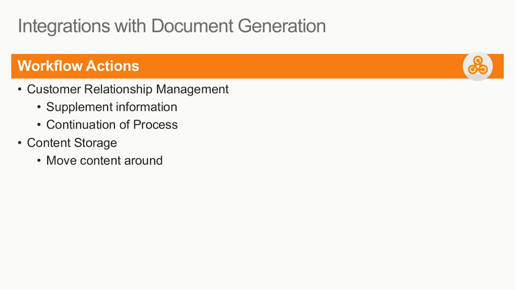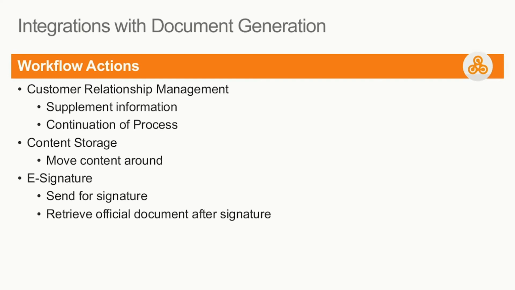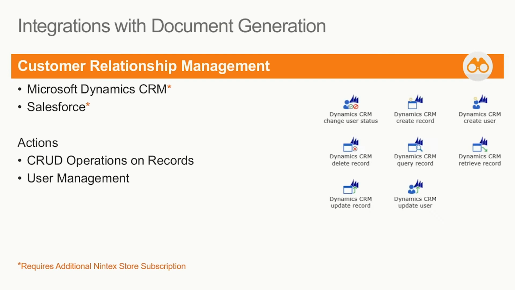Obviously, we need to deal with content storage to be able to move content around. Maybe we're not just dealing inside of our SharePoint space. Maybe we need to move something out to Box or to Google Drive. We have a bunch of those different capabilities that are in place. And then, of course, e-signature, right? Sending it out, retrieving that formal document back from a signature perspective, or at least some of the integrations that I take a look at as it revolves around document generation.